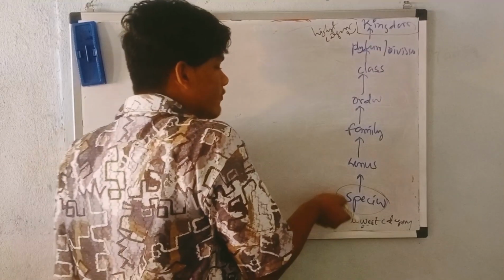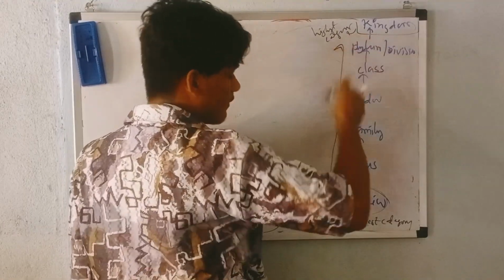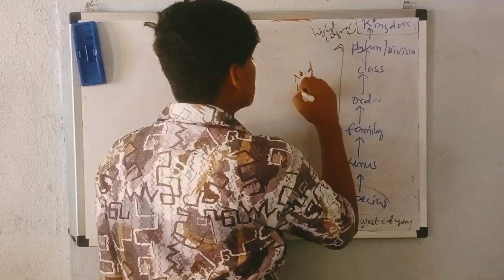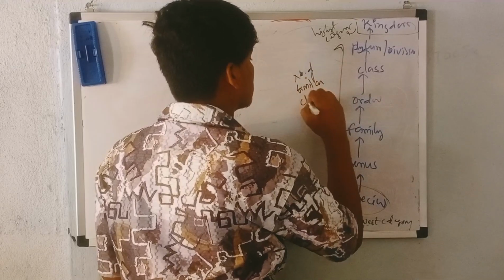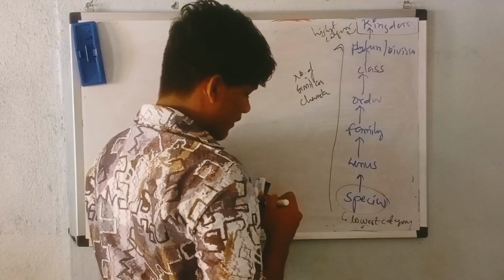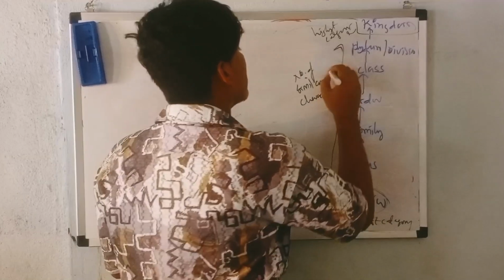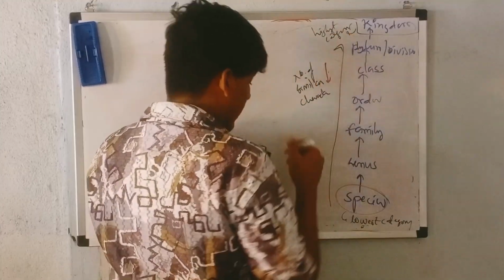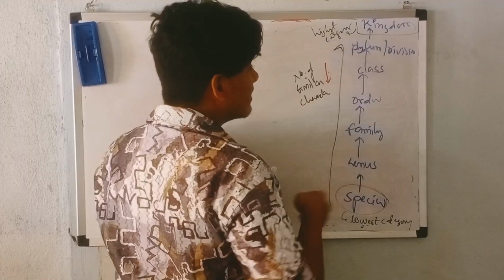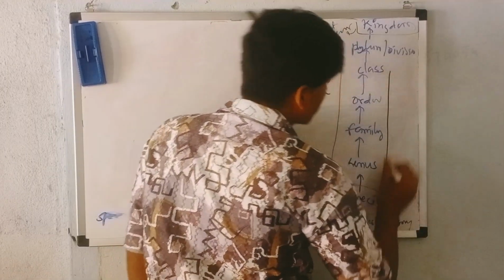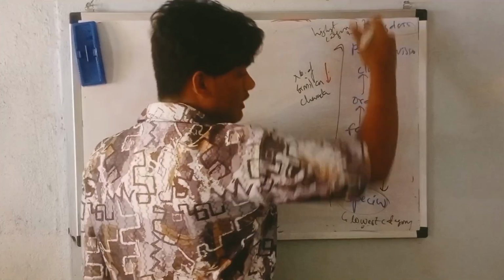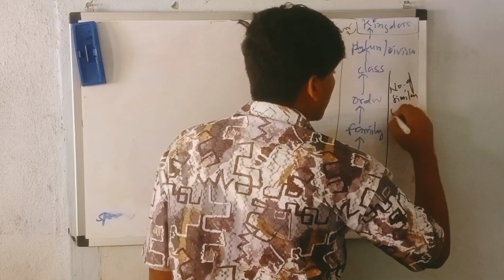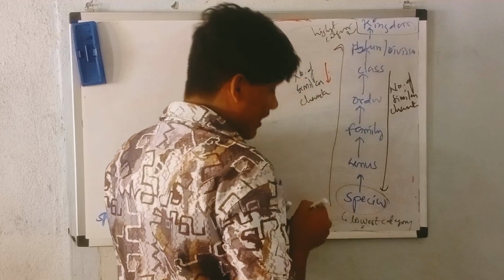When we go from species to kingdom, going up in ascending order, the number of similar characters decreases. What happens? It decreases when we go from species to kingdom, from the lowest category to the highest category. When we come from kingdom to species, from the highest category to the lowest category, the number of similar characters increases.